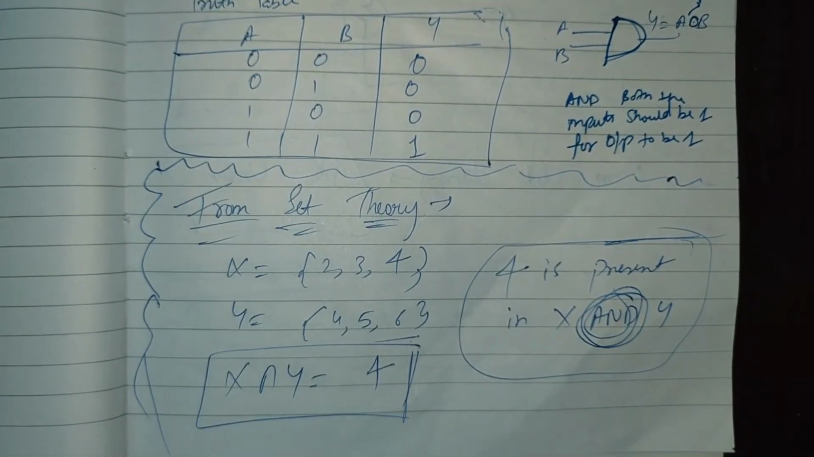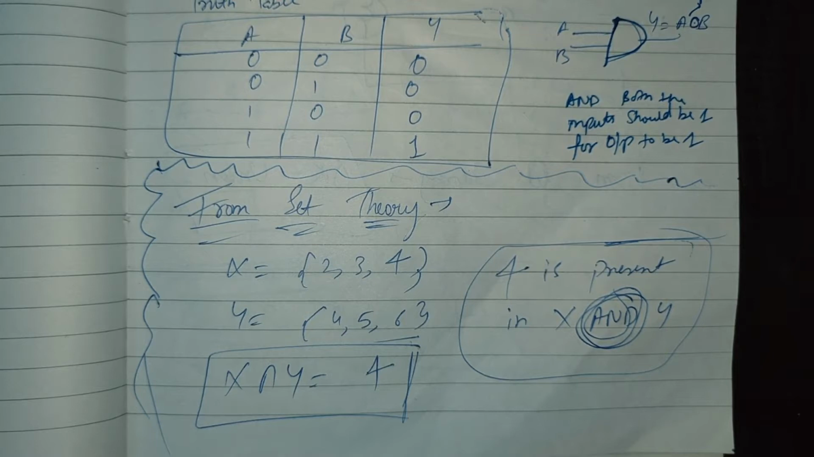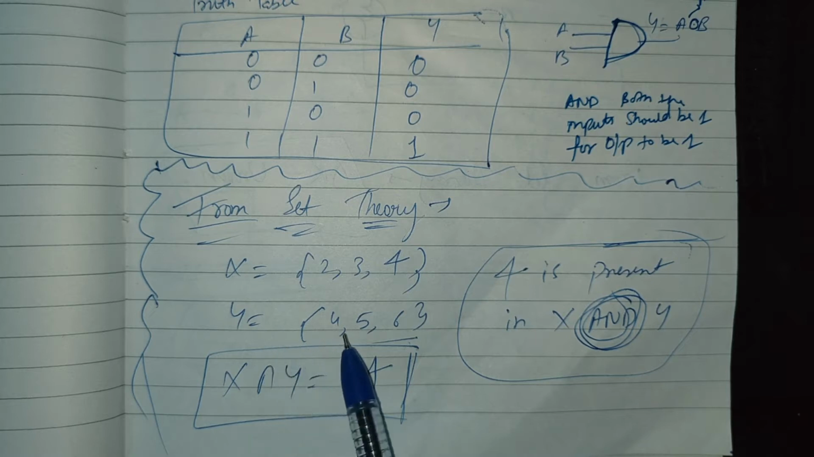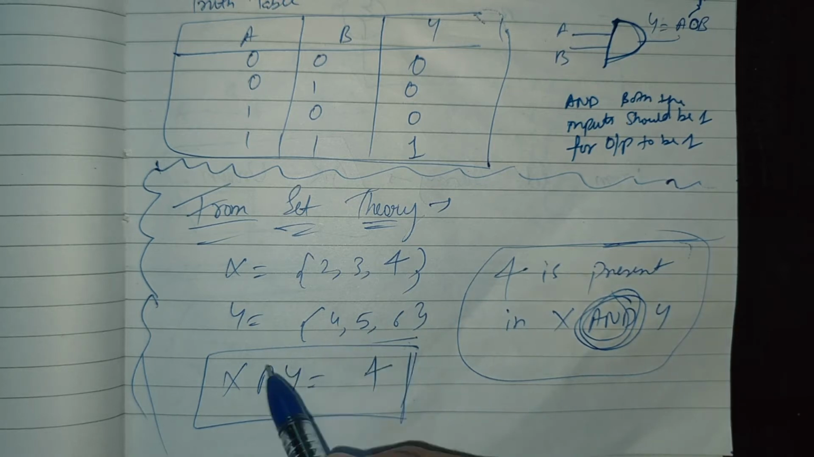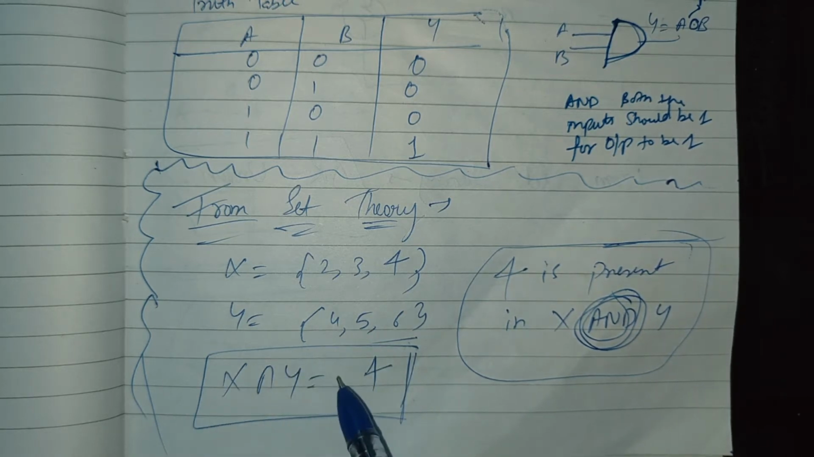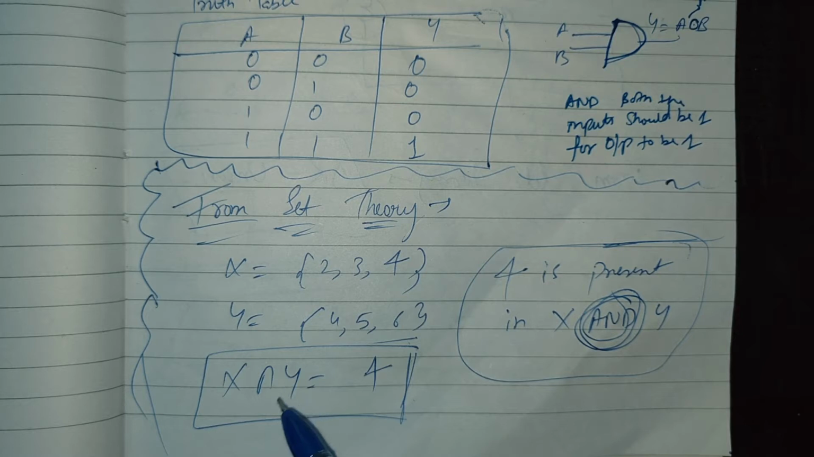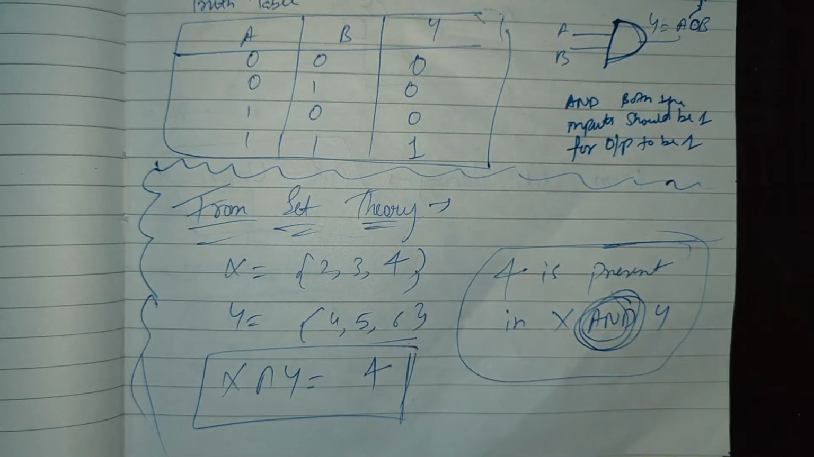From the point of view of set theory, let us suppose there is a set X having elements 2, 3 and 4, and Y having elements 4, 5 and 6. So X intersection Y is 4 because 4 is common in both the sets. So 4 is the element in X intersection Y. So in set theory, intersection represents AND.